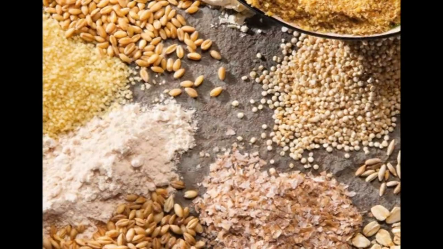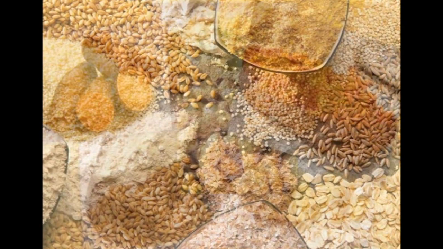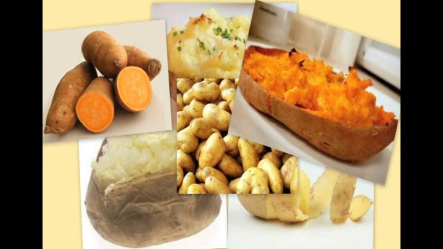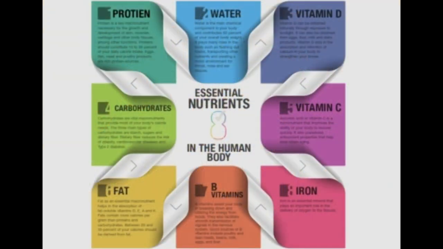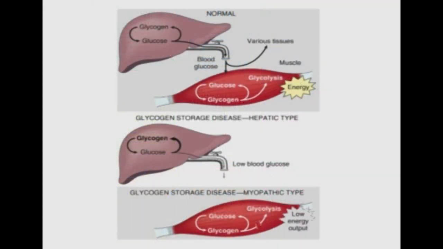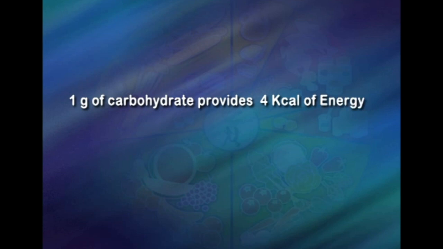The first nutrient is carbohydrates. They form the bulk of the diet. The main function of carbohydrates is to provide energy which is needed by our body. Almost 70% of the energy requirements come from the burning, that is the oxidation, of carbohydrates. When carbohydrates are taken in excess, they are stored as glycogen, which is used later to provide energy. 1 gram of carbohydrate provides 4 kilocalories of energy.